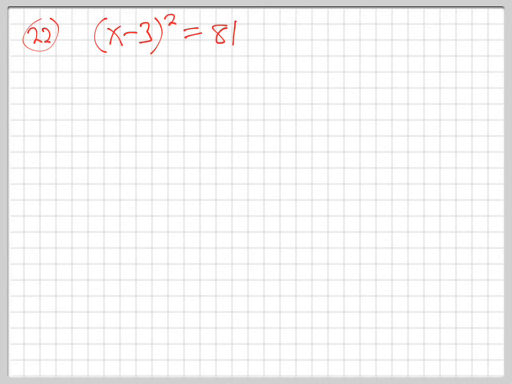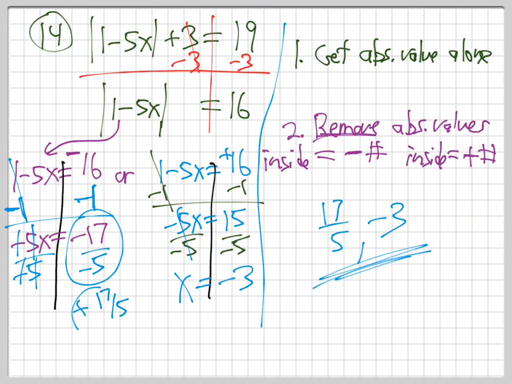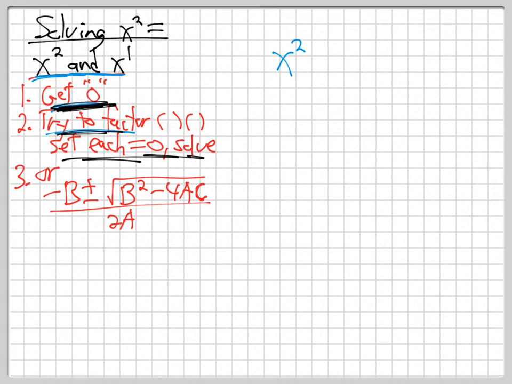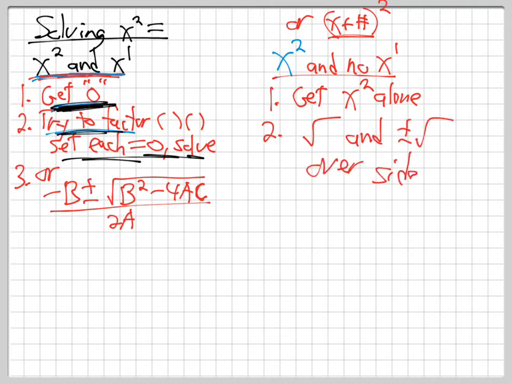So what we're doing now, I'm going to go back and find where I wrote it. Let me go back and back. Oh, here it is. So on the solving x squared part, we have some that are x squared and regular x. But some of them are x squared and no x to the first power, or x plus a number squared. Same thing. And what do you do in that case? You get the x squared alone, and you go root and plus or minus root over the sides.